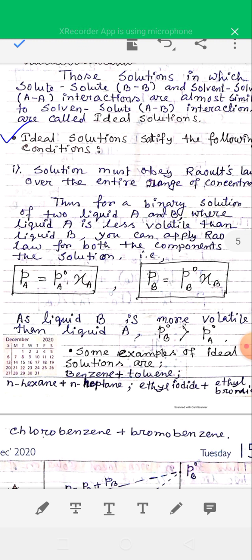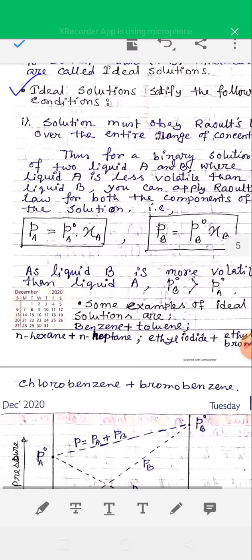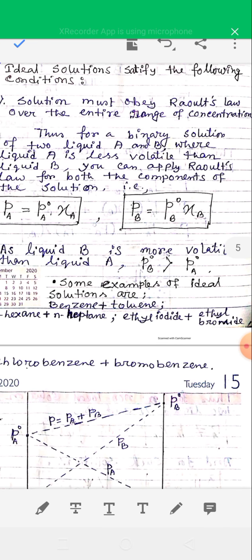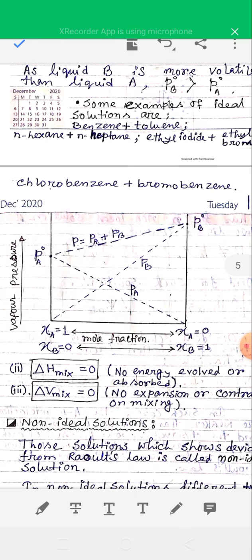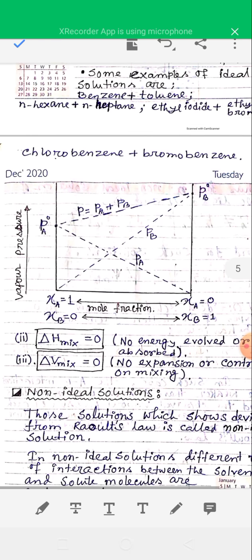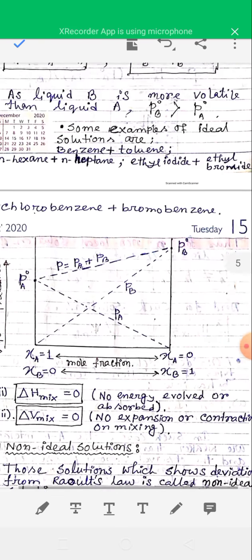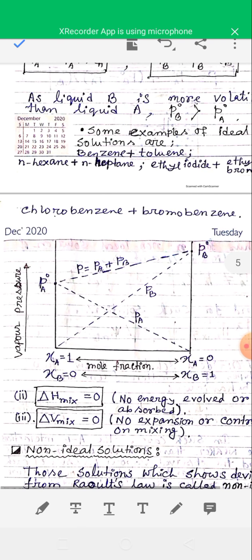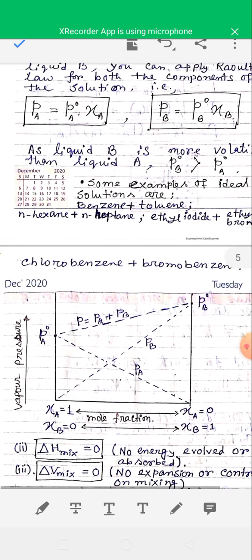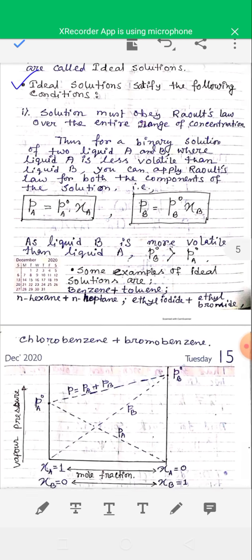As liquid B is more volatile than liquid A, PB naught is greater than PA naught. And this is the vapor pressure versus mole fraction diagram for ideal solution. Here some examples of ideal solution are given.